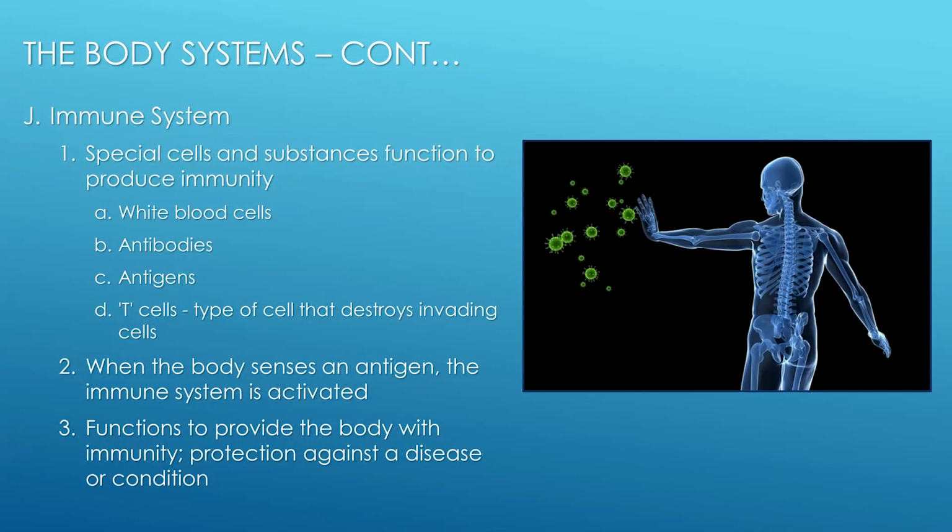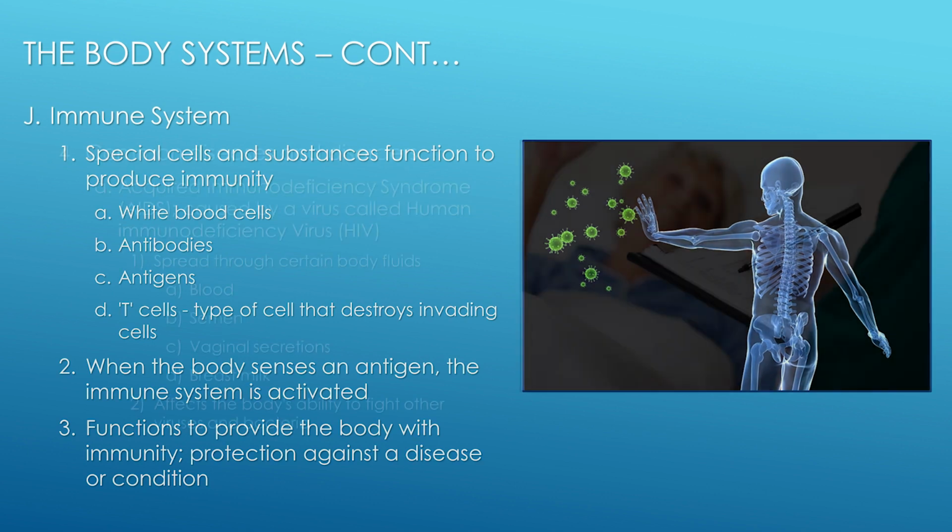Immune system. Special cells and substances function to produce immunity. White blood cells, antibodies, antigens, and T cells, a type of cell that destroys invading cells. When the body senses an antigen, the immune system is activated. Functions to provide the body with immunity, protection against a disease or condition.